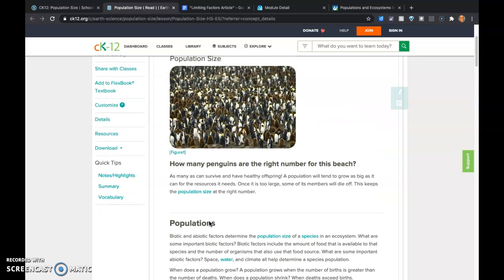How many penguins are the right number for this beach? As many as can survive and have healthy offspring. A population will tend to grow as big as it can for the resources it needs. Once it is too large, some of its members will die off. This keeps the population size at the right number.